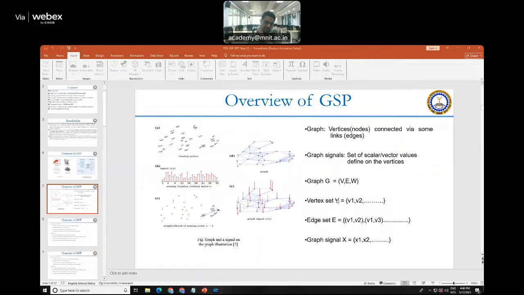Then we come to the vertex set. We will number it V1, V2, and so on. The edge set: an edge is defined between V1 and V2, and an edge is defined between V1 and V3. And how is the graph signal? X1, X2. So what is X1? X1 is basically the value at point 1, this magnitude; X2 is this one. Are you able to identify X1 and X2 in this figure E?